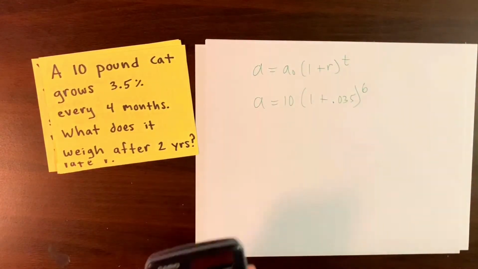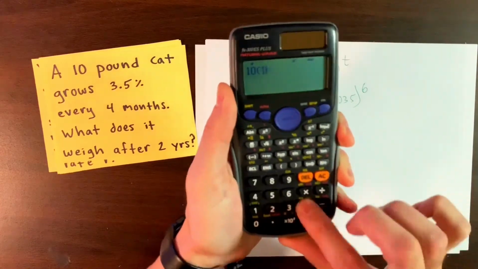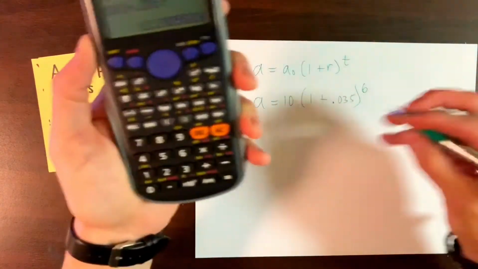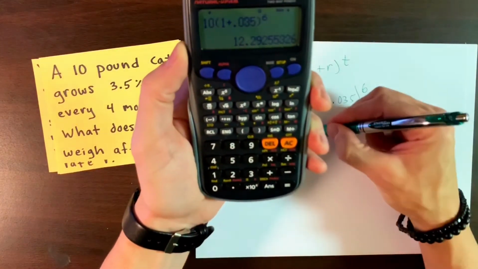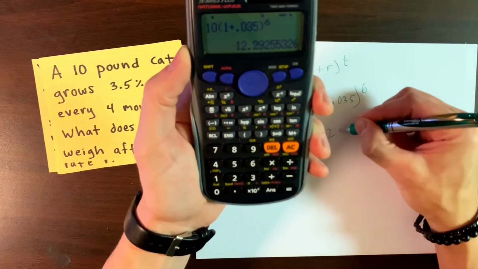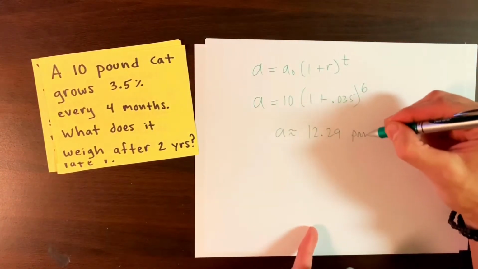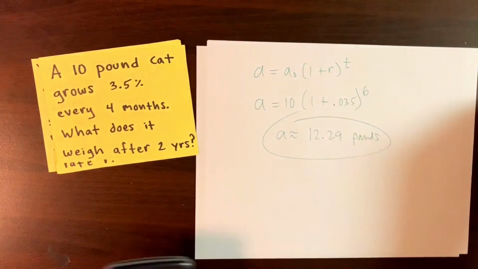From here, we go Casio. So we have something like approximately 12.29 pounds. Something like that.